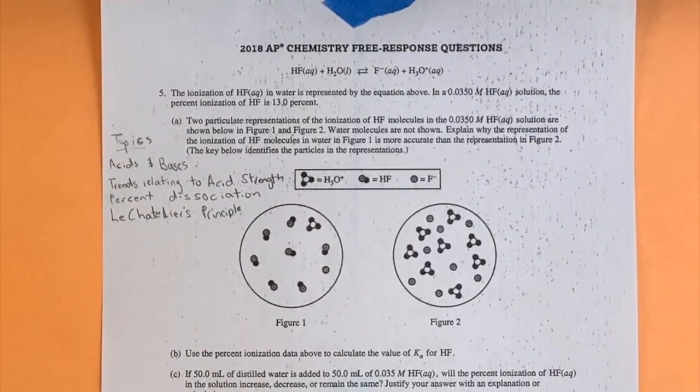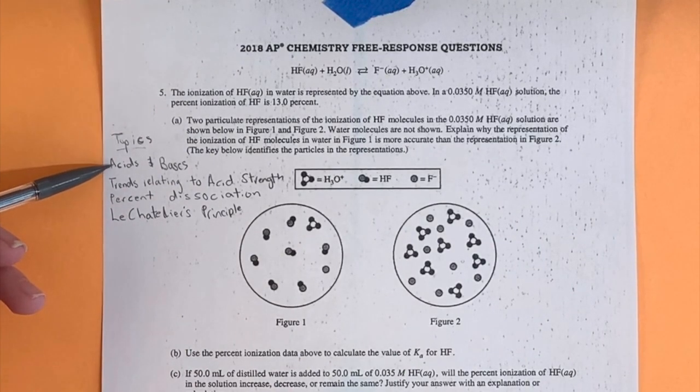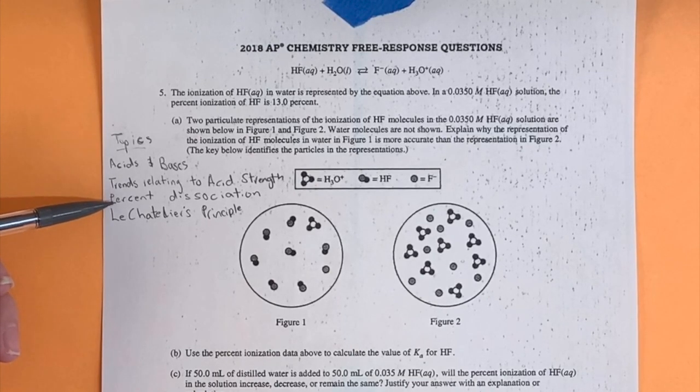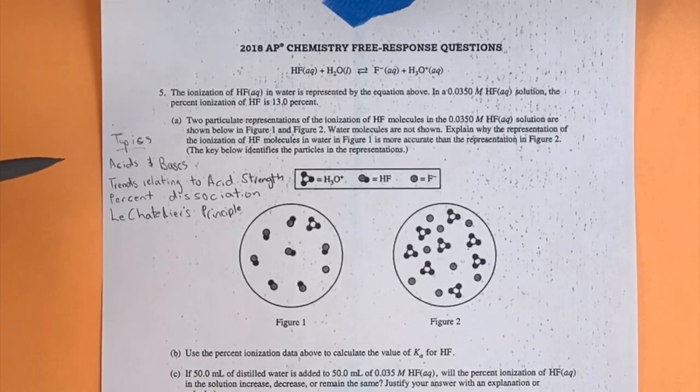Hello guys, Max here from Period 6, and today I'll be showing everyone how to solve number 5 on the 2018 AP Chemistry exam. The topics on this question are acids and bases, trends relating to acid strength, percent dissociation, and Le Chatelier's principle. So that being said, let's get into the question.